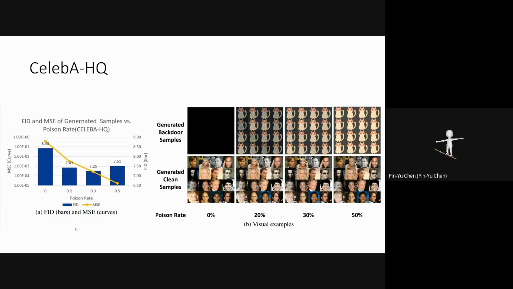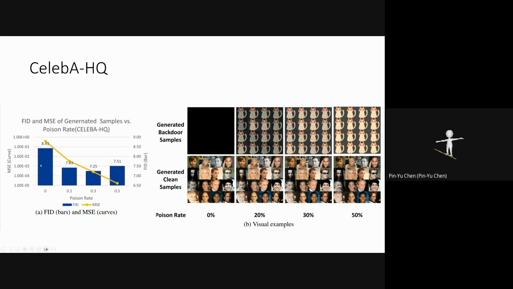Okay, but before I jump to defense, I just want to show you another example, which is the CelebA dataset. Those are the face images that we have been seeing. Here I'm showing both the mean square error, the yellow curve, and also the FID score, the blue curve. What you can see is that with the poison rate increased, the mean square error decreases, which means that the attack is more successful. All the generated target images will be close to the designed target image. At the same time, even if you poison half of the training data, the FID score is still comparable or even lower than without poisoning.